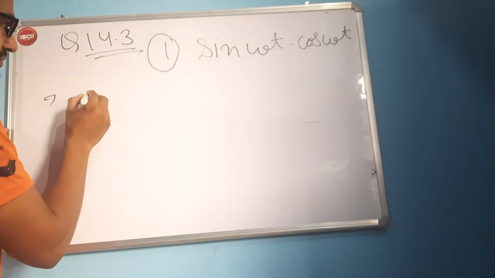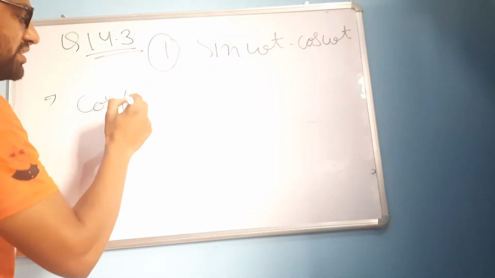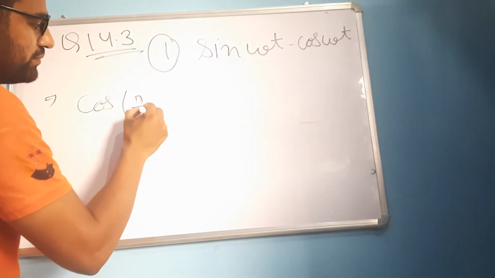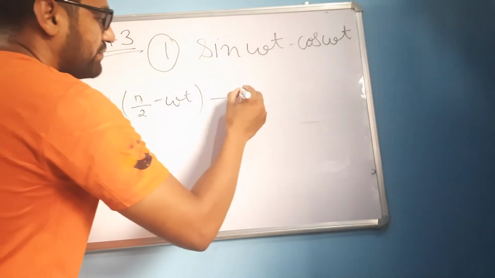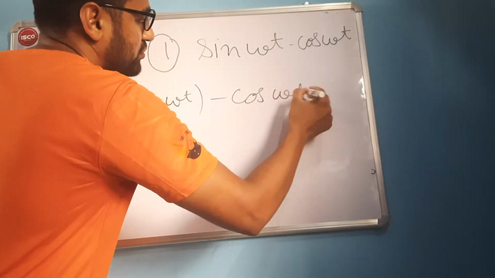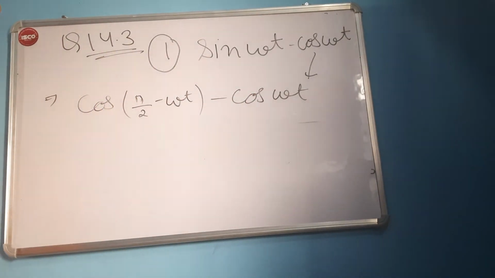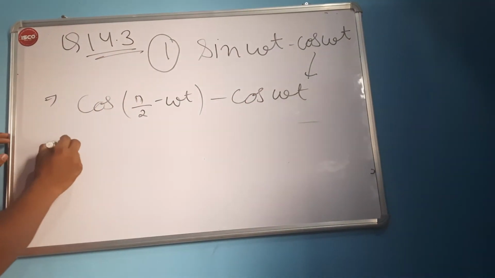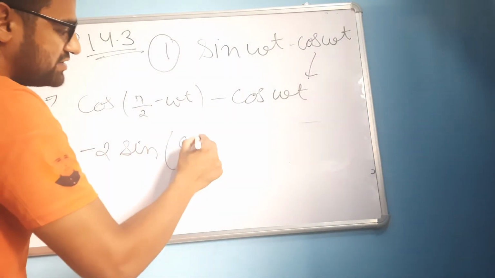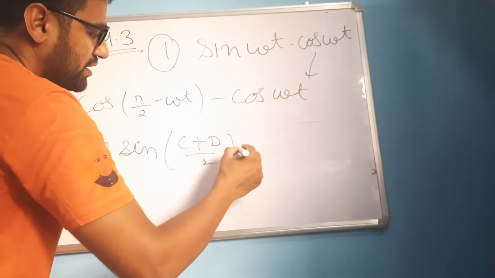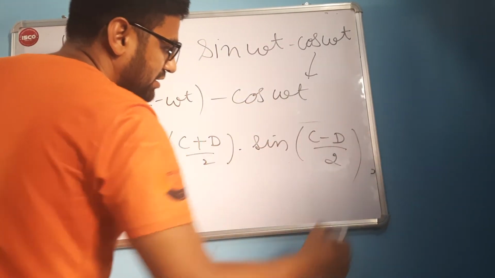So here, cos(90 minus theta) will be sin theta. So cos(pi by 2 minus omega t) will be equivalent to sin omega t, and cos omega t is as it is. Now this is cos C minus cos D. We can use the formula, and the formula is minus 2 sin((C plus D) by 2) into sin((C minus D) by 2).